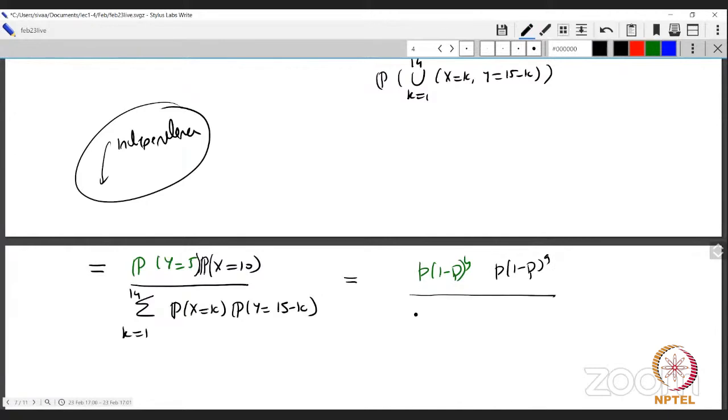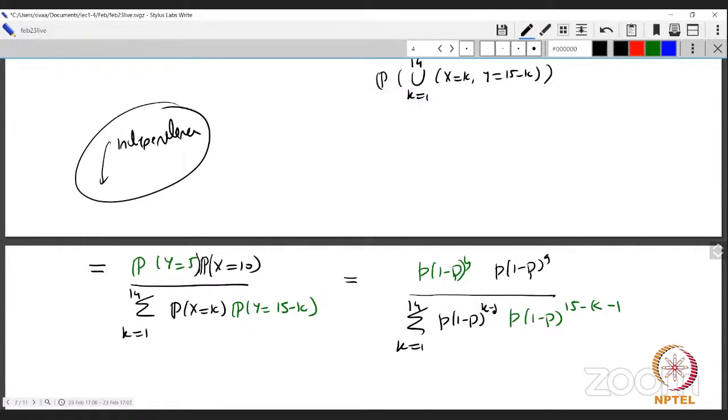The bottom part, I like it as sum from k equal to 1 to 14. I'll write the x part in black again, and the y part in green. The y part is just p times 1 minus p to the power 15 minus k minus 1. That's what the y part is. And the x part is just p times 1 minus p to the power k minus 1. Right? That's what it is.